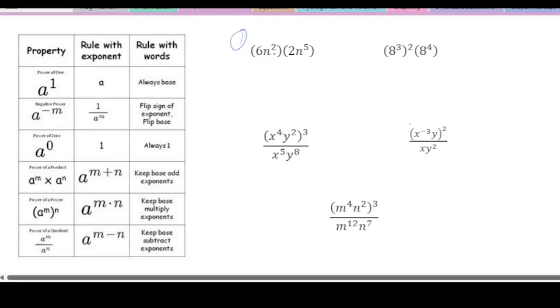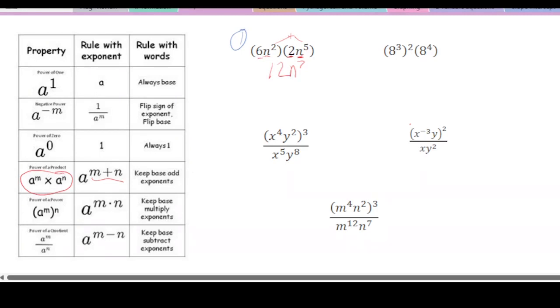Okay, so it looks like we have multiplying. We are multiplying two exponents with the same base. So we're going to be using the product rule, which says I'm going to add the exponents. So n to the second times n to the fifth, if I add those together, that'll give me n to the seventh. And anytime I have two numbers just being multiplied, that's just 6 times 2. So that'll be 12n to the seventh.